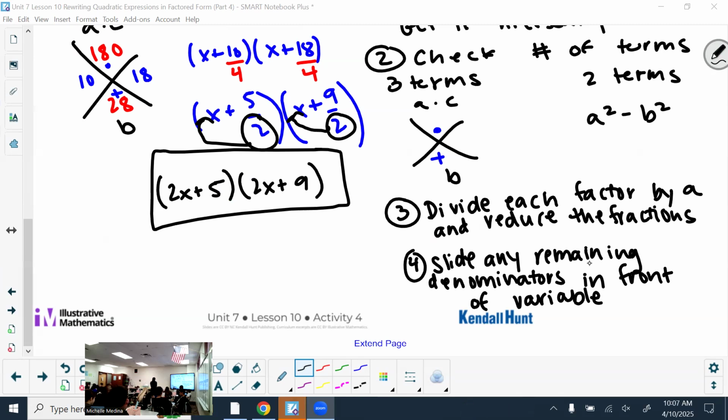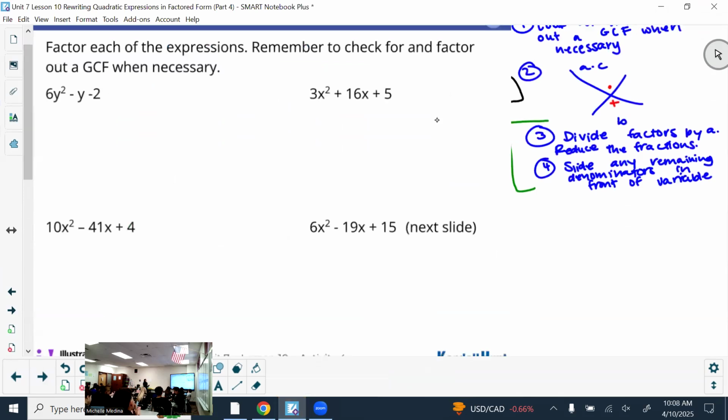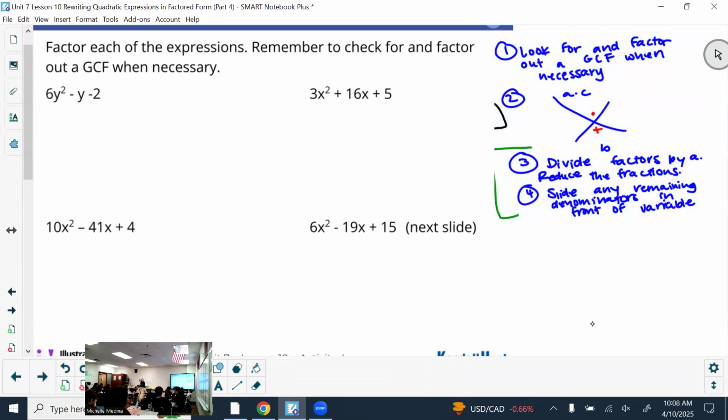Okay, so the next one will go a little faster. I do have the steps on the next page as well. We're going to do maybe a couple together and then I'll give you a couple to try. So on the back. Let's start with the first one. I have my steps up here if you were still writing those down or need your reference. But first you are going to check for and factor out a GCF if necessary.